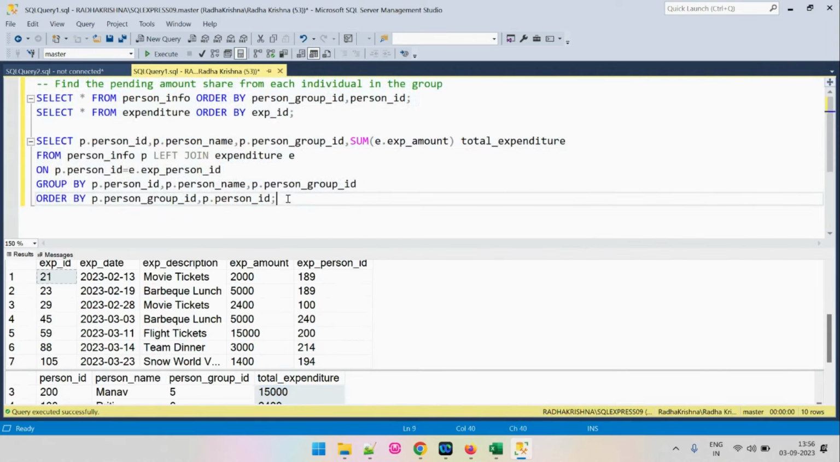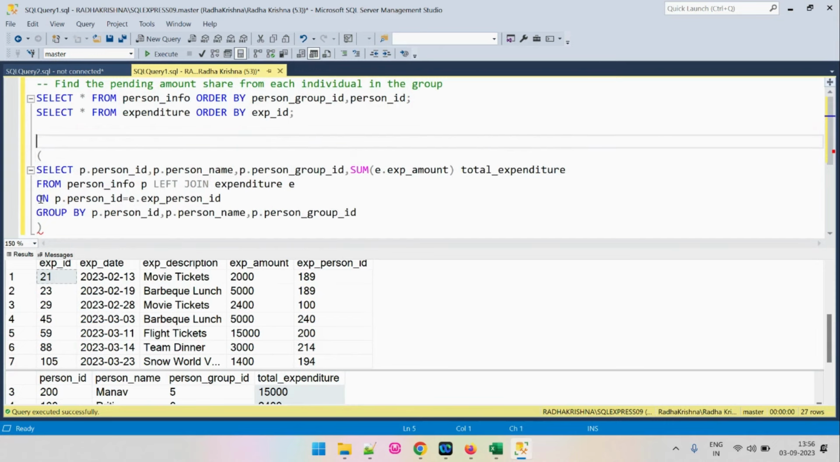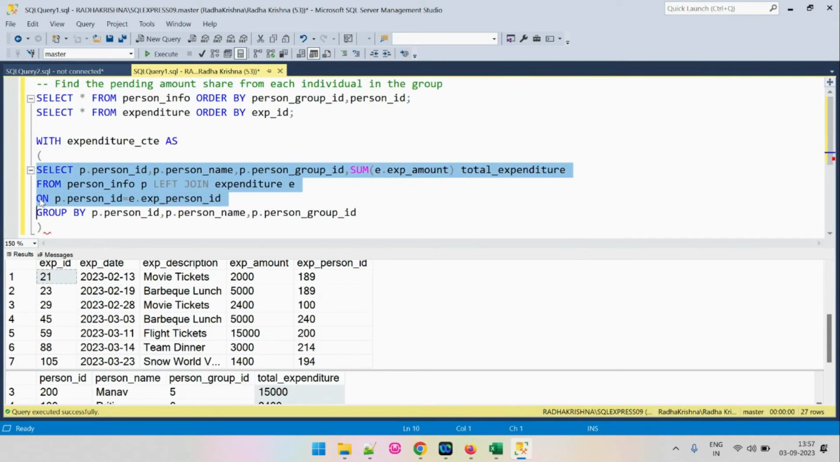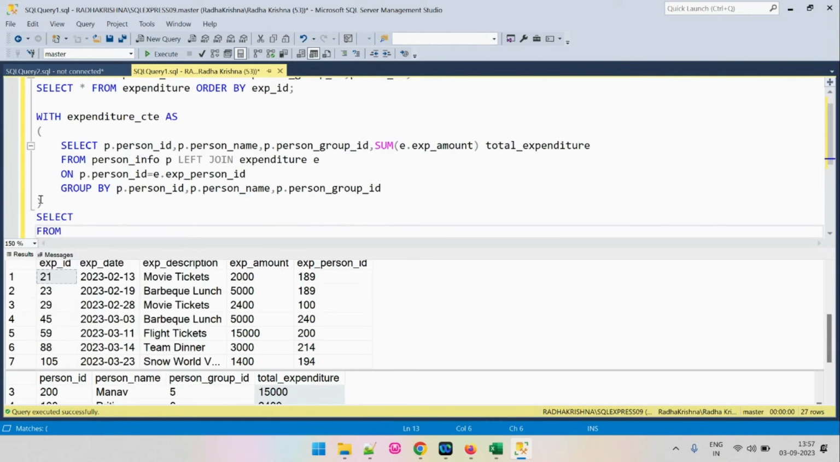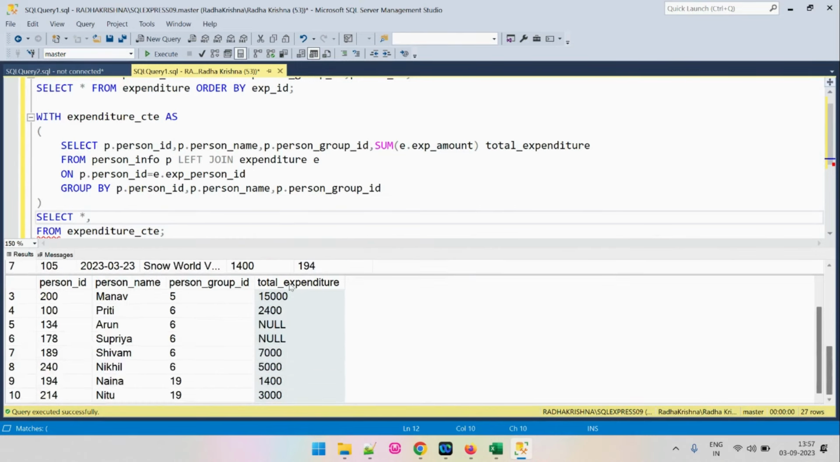Okay, having done this, let's take it as part of a CTE and call it expenditure CTE. So this data is ready with us. Now we will operate on this table, that CTE output that we have just created, that is expenditure CTE. We will now derive the total expenditure done in the group.